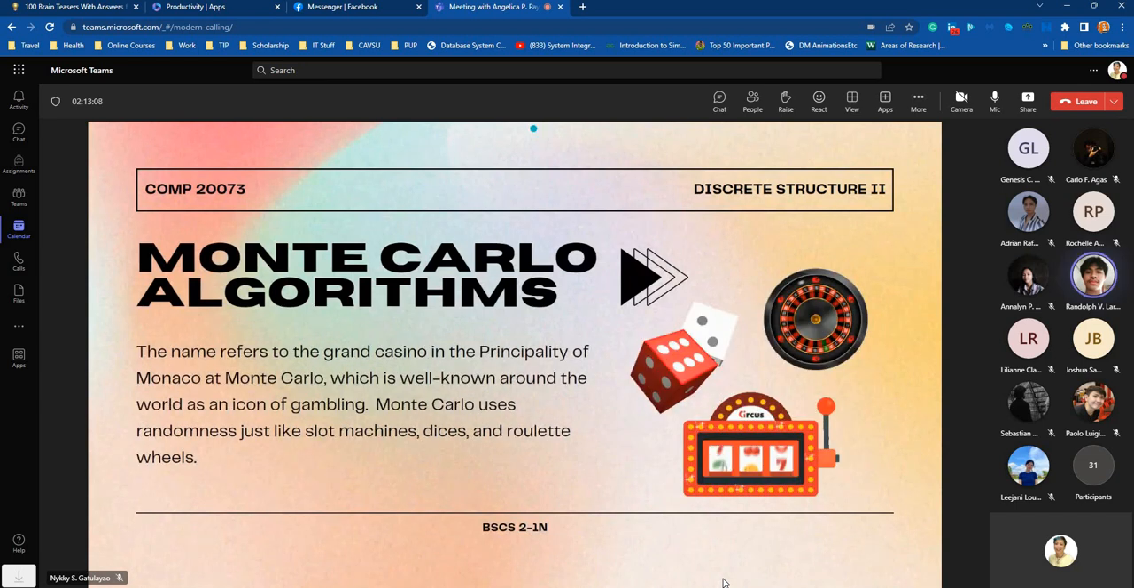So, Monte Carlo algorithms refers to the Grand Casino in the Principality of Monaco at Monte Carlo, which is well known around the world as an icon of gambling. Monte Carlo uses randomness just like slot machines, dice, and roulette wheels. Next.